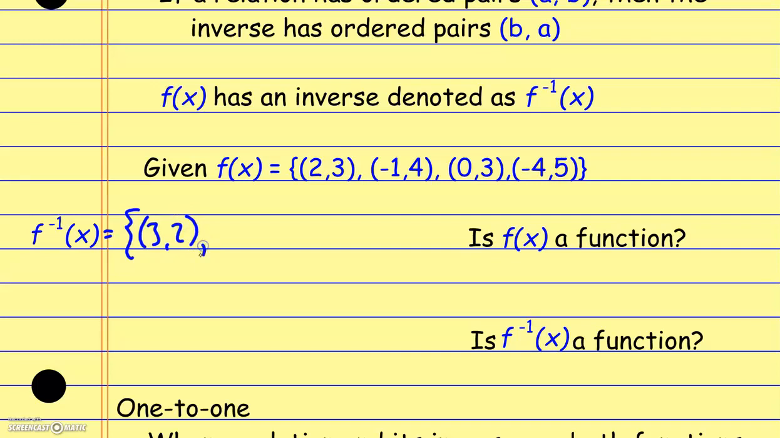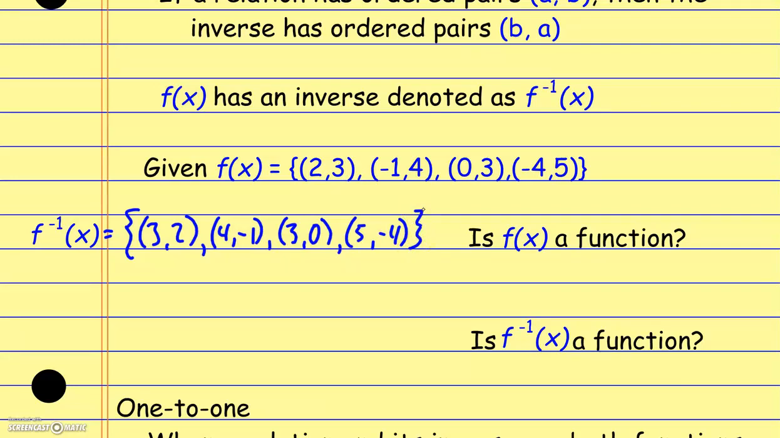The next ordered pair that the function had was (-1, 4), so I'm going to have (4, -1). My next ordered pair for the inverse is going to be (3, 0), and my last ordered pair is going to be (5, -4). So I just take each of those ordered pairs and switch the x and the y. That's my inverse.